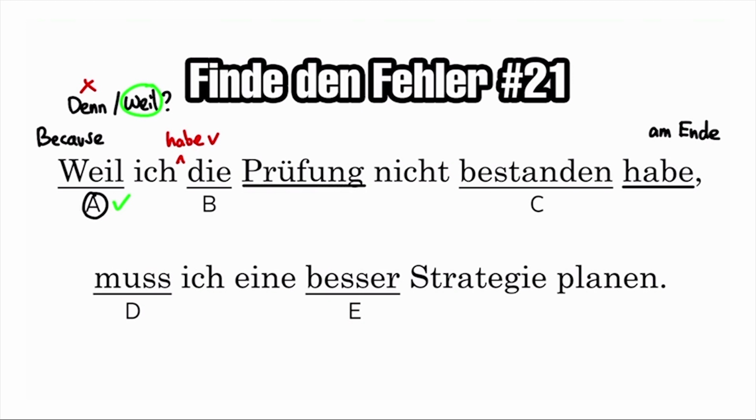Next, the noun Prüfung is feminine, singular, and in the accusative case. The definite article in front of it must sync with the noun coming. And since it is die in the nominative case, and in the accusative, it will stay die. So B is also correct here.